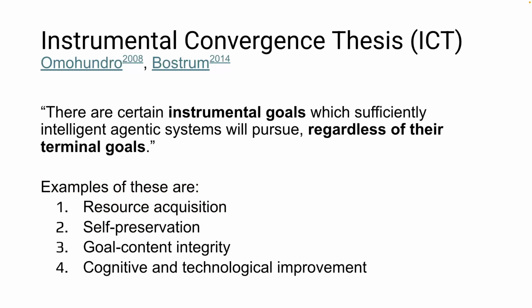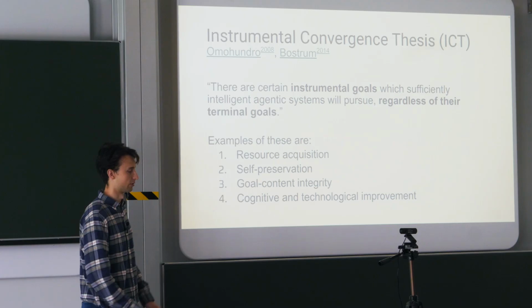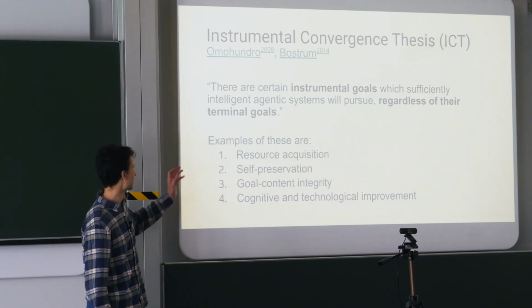This is a claim that was made back in the early 2000s, in these two papers, which are linked, for example. The claim is something like: there are certain instrumental goals which sufficiently intelligent agentic systems will pursue, regardless of their terminal goals. Some examples of these are resource acquisition, self-preservation, goal content integrity, or goal preservation, so acting in a way such that your goal does not get modified, and seeking cognitive and technological improvement. All four of these things were mentioned in these early works.